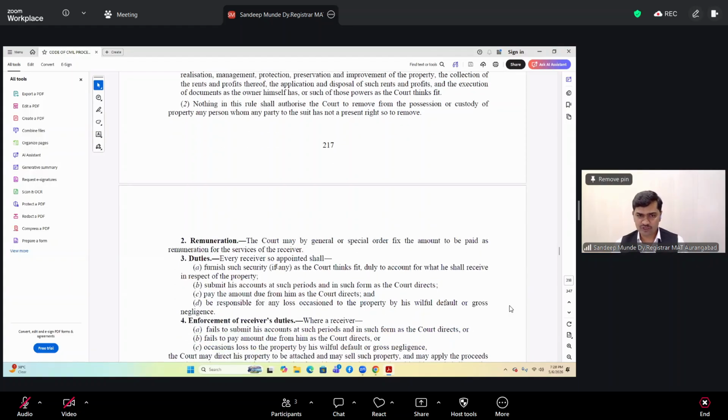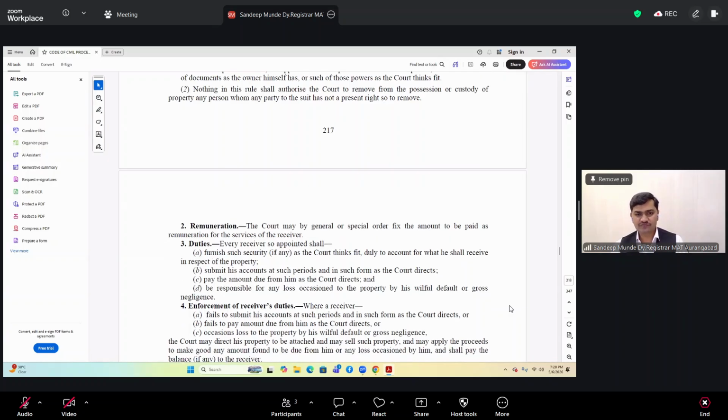So who will pay the remuneration? The court may by general or special order fix the amount to be paid as the remuneration. What are the duties mentioned in Rule 3? To furnish such security as the court thinks fit, duly to account for what he shall receive in respect of the property; submit his accounts at such periods and in such form as the court directs; pay the amount due from him as the court directs; and be responsible for any loss occasioned to the property by his willful default or gross negligence. This is one of the most important duties.